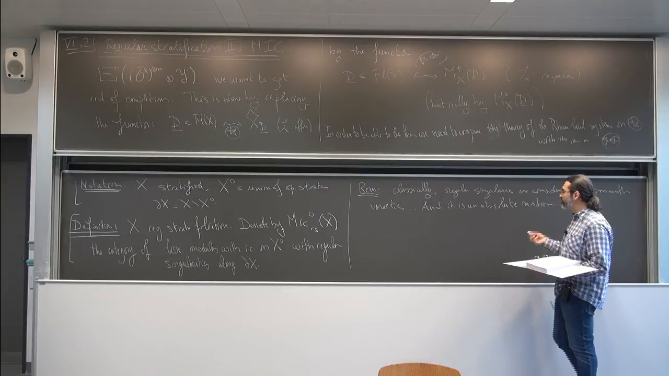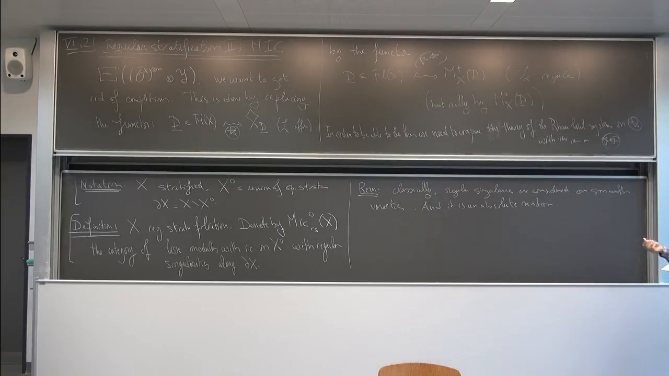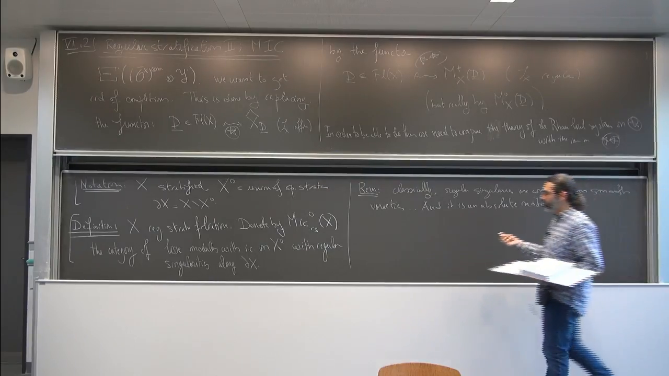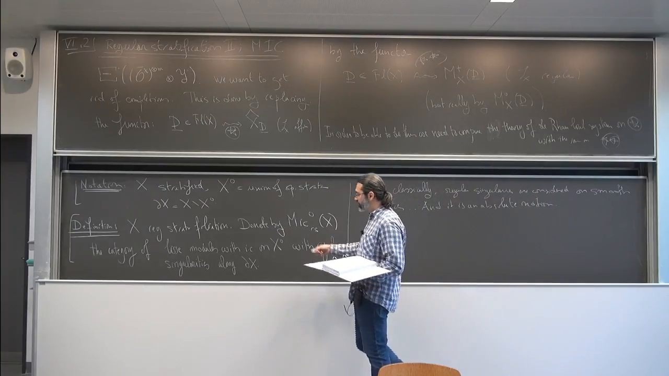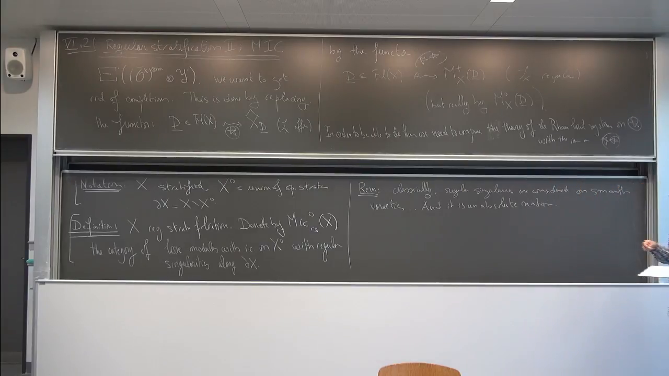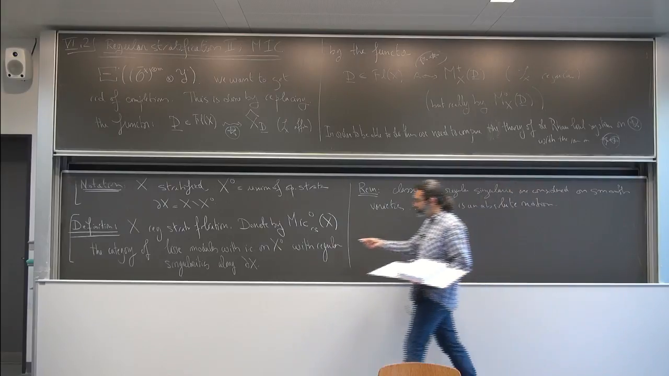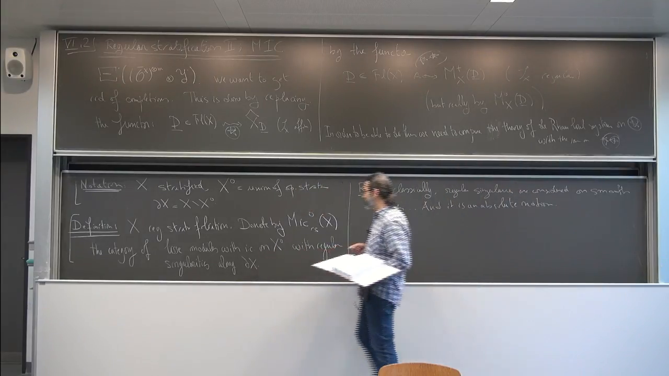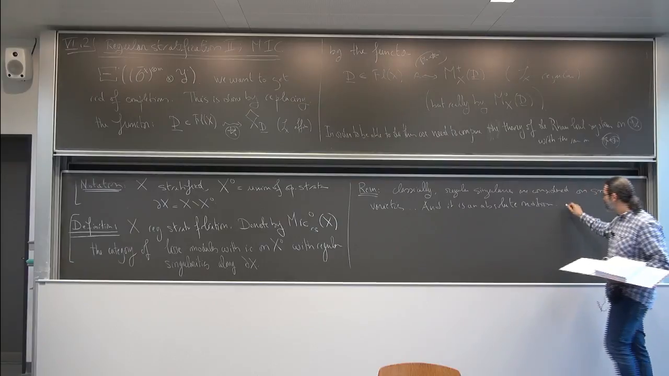you do, you have your smooth variety, and then you take a compactification. And then you define the notion of regular singularities with respect to this compactification, but then you show that it does not depend on the choice of the compactification. So somehow it's an absolute notion. It's not relative to a fixed divisor. And I mean, classically, of course.